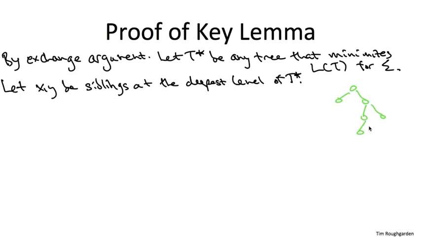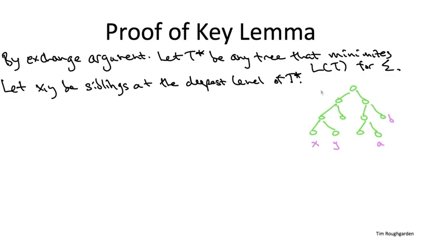So we've got our tree T star, and let's look at the deepest level of T star, and let's find any pair of siblings at this deepest level. Call them X and Y. So in this green tree on the right, we have two choices of pairs of siblings at the lowest level. It doesn't matter which one we pick. So let's just pick the leftmost pair, call them X and Y.